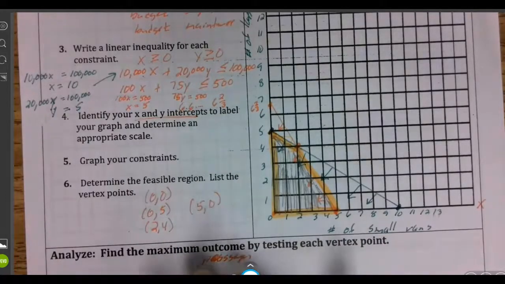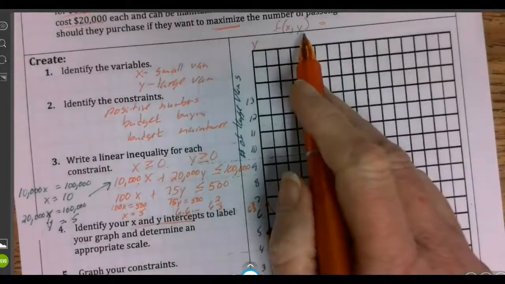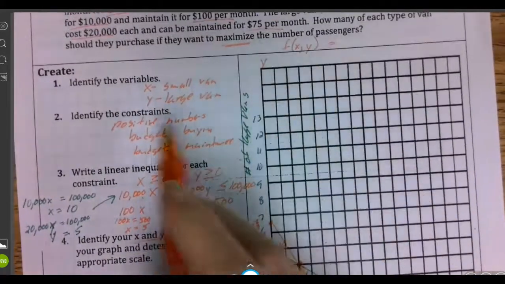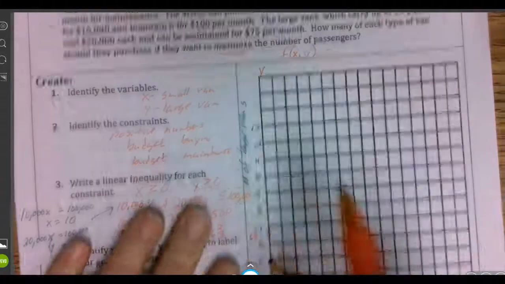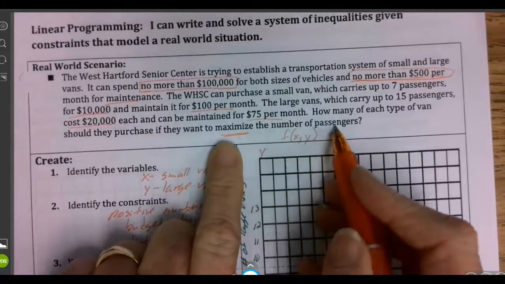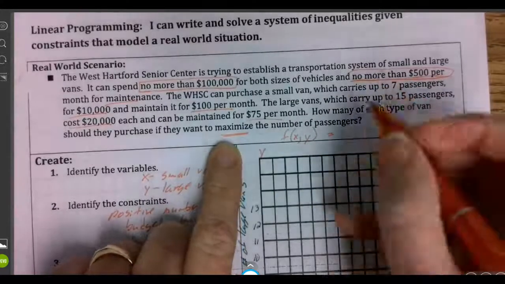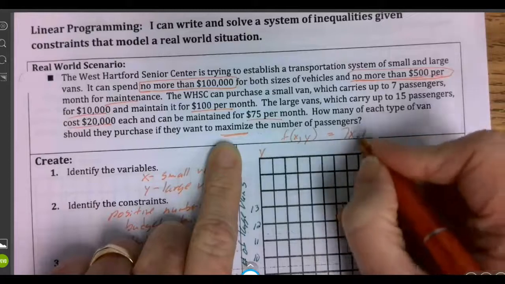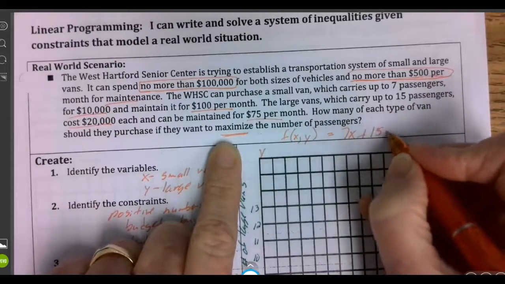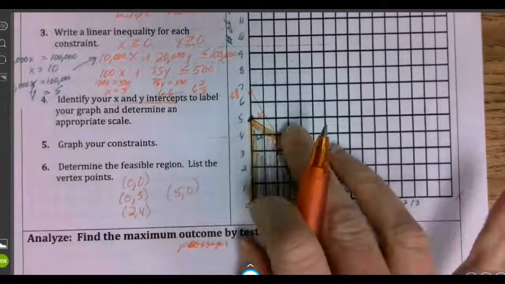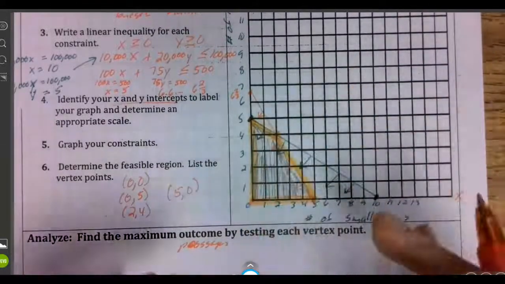Okay, so now what we do is we take these. Let's come back up here for just a second. We have defined that X is a small van. And in order to maximize our number of passengers, the small van can take 7 people, and the large van can take 15 people. So this here tells us what our costs were going to be and how we can kind of minimize costs and meet our budget.